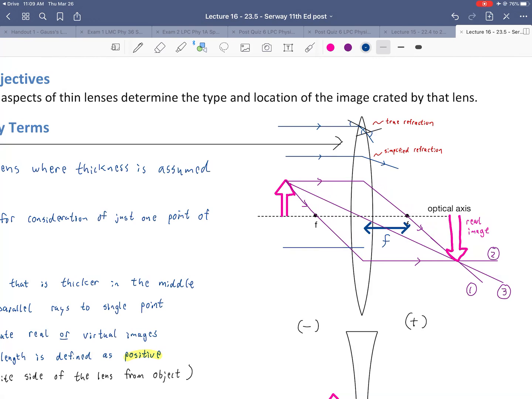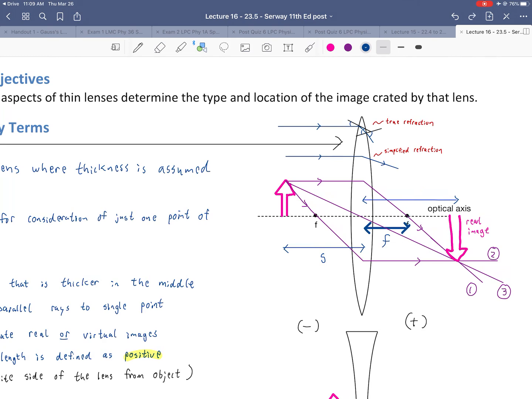Okay, so remember, S is the distance to the object. In this case, it would be the distance from the middle of the lens to the object, whereas for mirrors, it was the distance along the optical axis from the object to the surface of the mirror. Here it's to the middle of the lens. And so this would be our S value right here, S for the object. And then S prime for the image is going to be the distance from the center of the lens again to where the image is found.